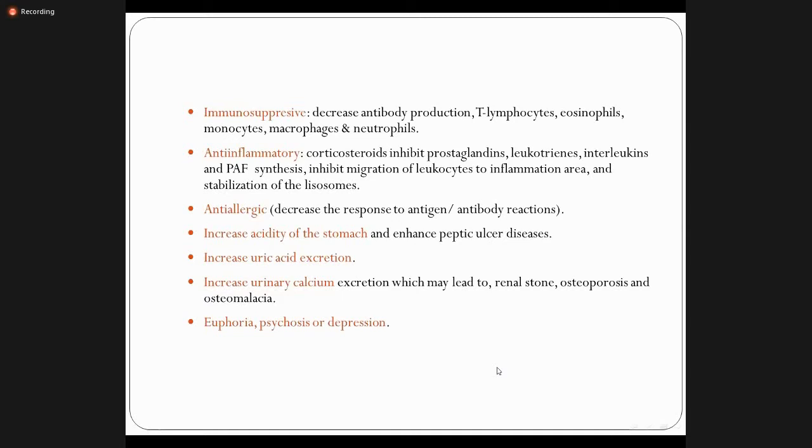If we say in the case of rheumatoid arthritis, there is inflammation of the joints, and there is swelling, pain. So in that situation, we can use glucocorticoids to suppress that immune cell activity. Clear?